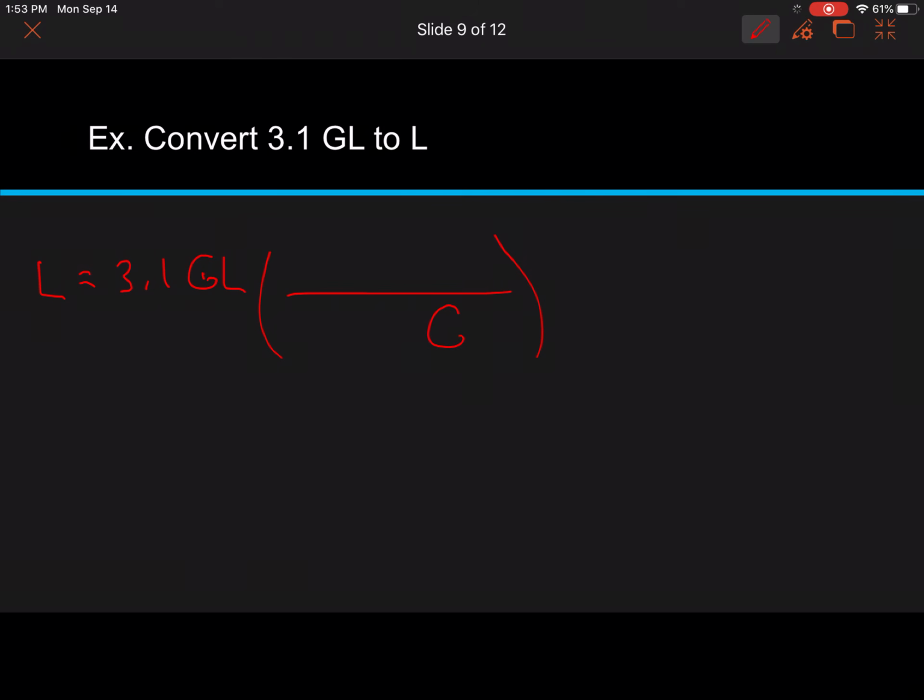So gigaliters goes on the bottom, the 1 goes here, and then liters up here, and it's going to be 1 times 10 to the 9th. So I'm just going to multiply those out, and I get 3.1 times 10 to the 9. Gigaliters cancels. I end up in liters. There you go.